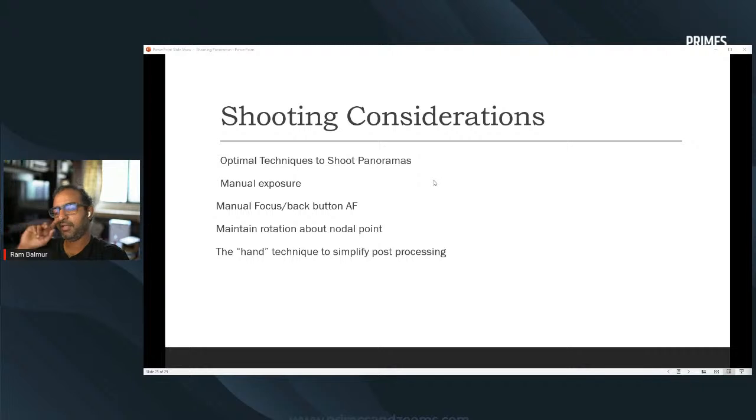Why do you need manual focus? It's because if you keep refocusing every time, there might be a chance that one of your panoramic frames will be out of focus. If they're out of focus, then it just will not stitch at all, right? Or it would stitch and you'll see a patch in your photo which is out of focus.